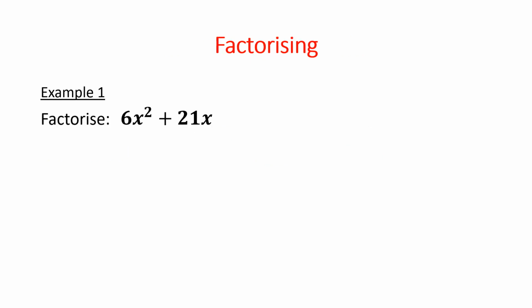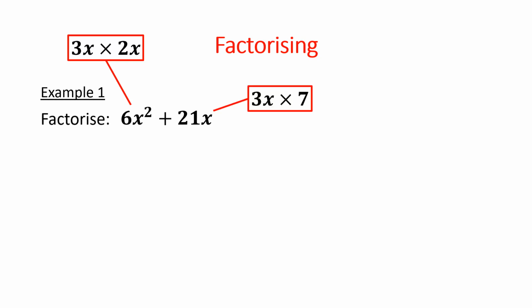All right, example 1. Let's factorise 6x squared plus 21x. To do these quadratics, I like to break them up into 3x times 2x. And 21x can be broken up into 3x times 7. And we can clearly see there's a common factor of 3x, which goes out the front of the brackets. And what's left over for each term? We have 2x left over for the first term. Then we can put our plus sign, and we have 7 left over for our second term. So our final factored form is 3x times (2x plus 7).